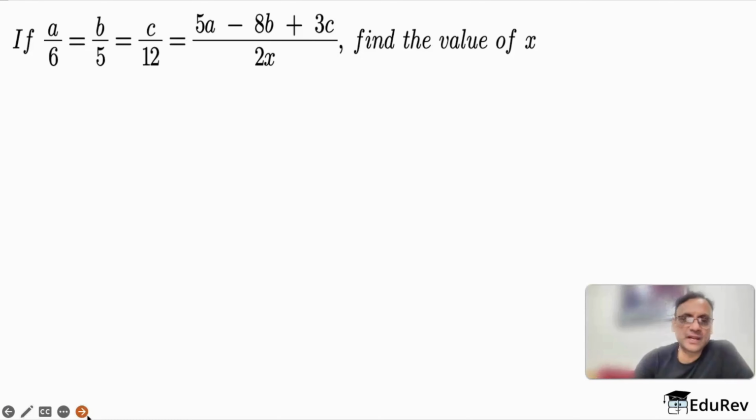So we have this fraction here. a by 6 is equal to b by 5 is equal to c by 12 is equal to (this) upon 2x, then find the value of x. Now you can see here, the moment you look at the question, do you see the numerator? 5a minus 8b plus 3c.